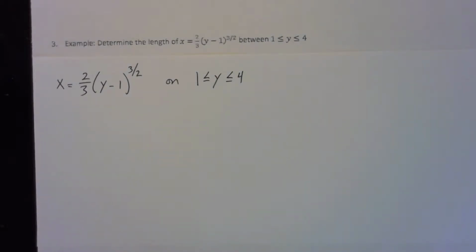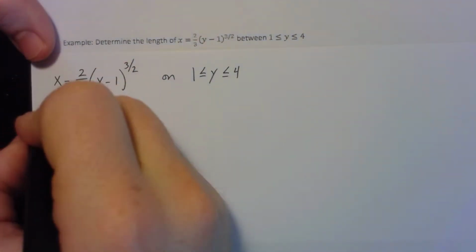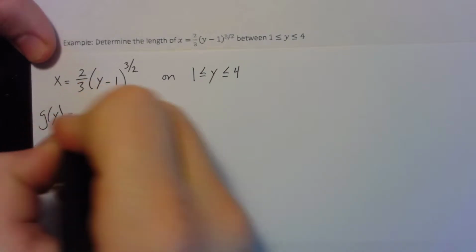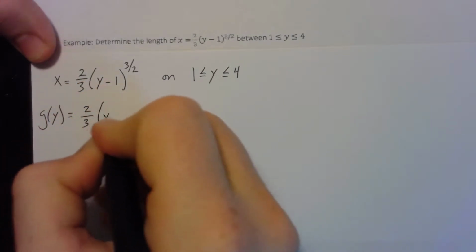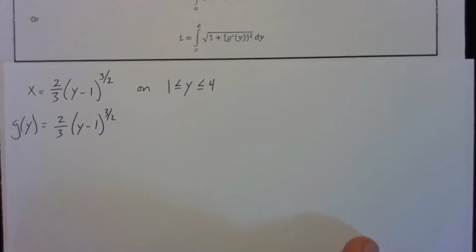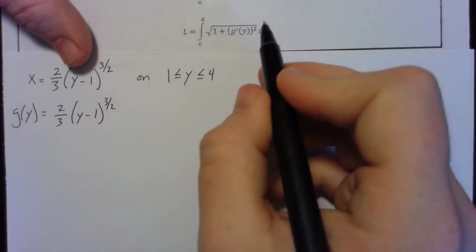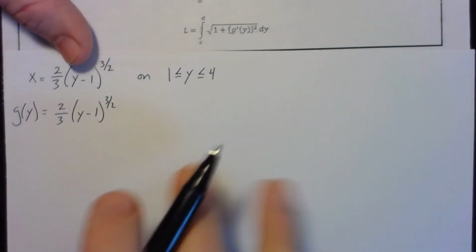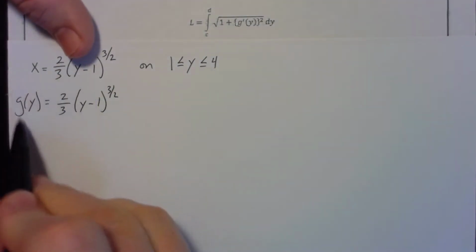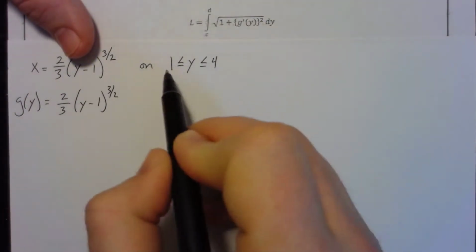In this example, we'll once again be looking at the arc length of a function. Notice this function here is x equals, meaning that it's going to be in terms of g of y. And that means we're going to be using the secondary formula, this one here, where the arc length is equal to the integral from c to d of the square root of 1 plus the derivative of the function in respect to y squared dy. So I'm going to go through taking the derivative of this function very carefully. Notice my bounds are from c to d, 1 to 4.